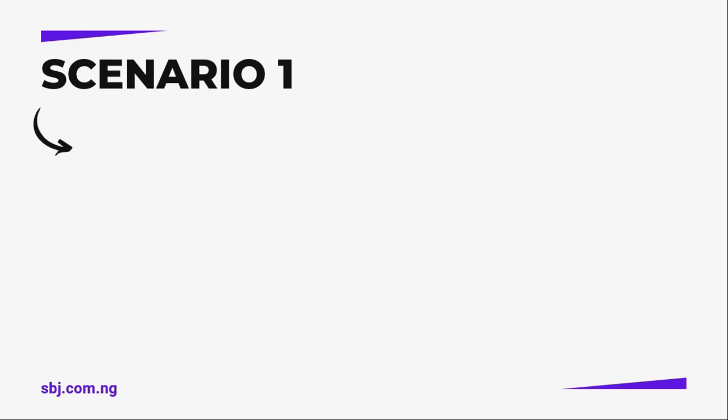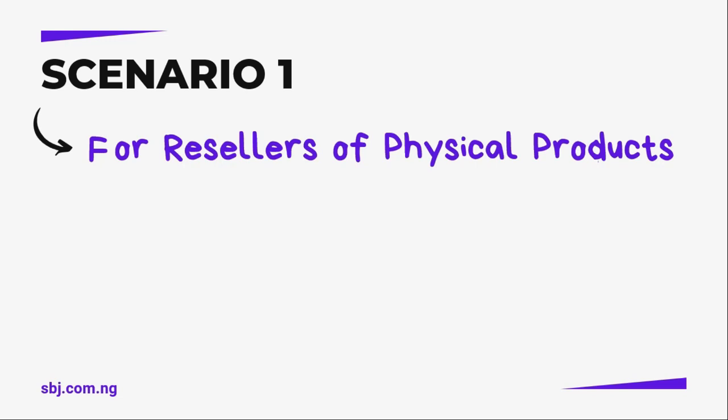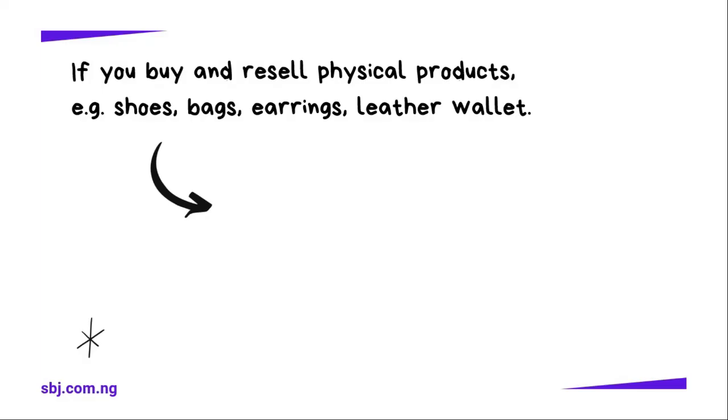So we're moving on to scenario 1, which has to do with resellers of physical products. If you fall within these categories, you sell bags of rice, jewelries, shoes, accessories, kitchen utensils, and so on, then this is applicable to your business. Now, we're going to use an example of you buy and resell physical products, and we'll be using the example of shoes, bags, earrings, and leather wallet, just limited to those items alone.